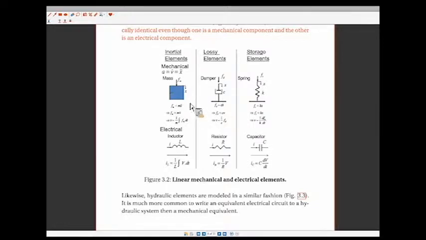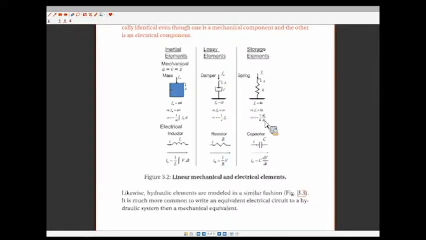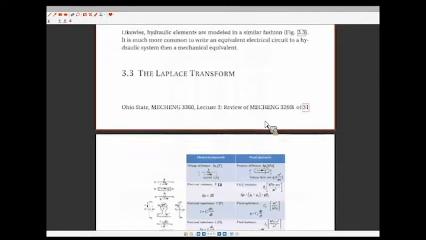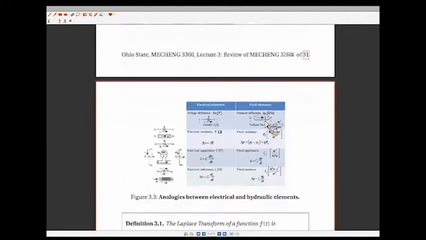And so you have the analogy of the mass is equal to the inductor, the damper in a mechanical system is equal to the resistor. So these are lossy elements. These are kinetic energy storage elements. And then the spring and the capacitor are both potential energy storage elements. And we'll talk about that a lot. We'll also look at fluidic systems as well. That's this little chart right here.